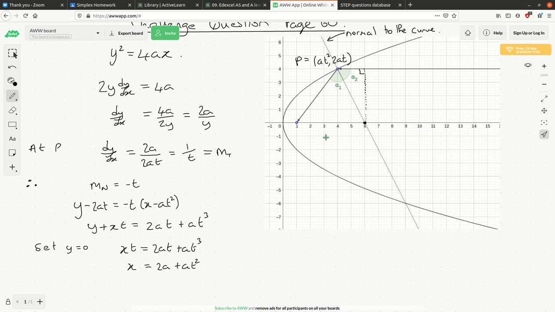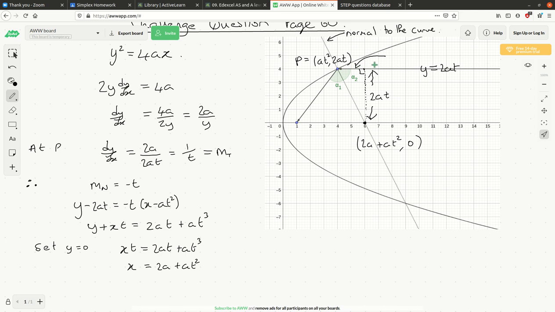Ignore my numbers on the axes because I'm proving this for the general point, whereas that's just showing you it for a specific value of t. So we've got 2a plus at squared, and 0 for our y component. Bear in mind as well that if p is that coordinate, then this must be the line y equals 2at. And as we're going from 0 up to 2at, this must have a height of 2at.